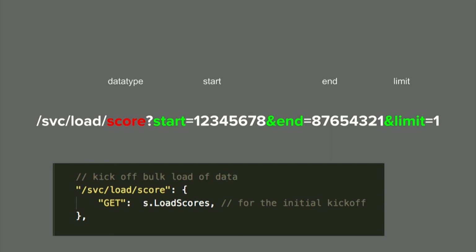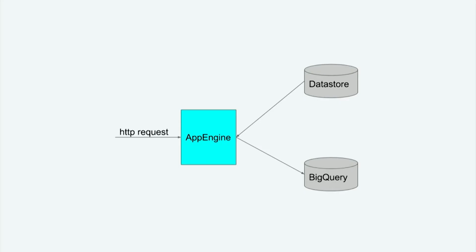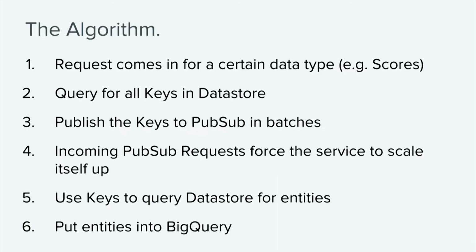And we want it to look kind of like this, where you could hit an endpoint with an HTTP GET with some parameters, say like a start timestamp and an end timestamp. Say I want to load yesterday's data, maybe a limit just to test it. And that should kick off the job to move our data. And that's kind of what the endpoint looks like in code. It accepts a GET request, calls this load scores function, and works. So that's kind of what it looks like. You have an HTTP request, grab the data from Datastore, put it into BigQuery using an App Engine instance. But again, we have a lot of data, so we want to move a lot of data around, and so a single instance isn't going to cut it.